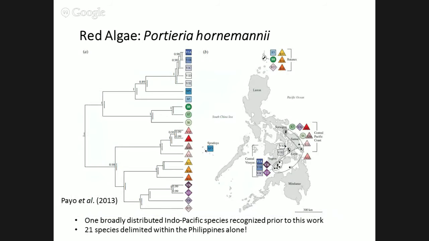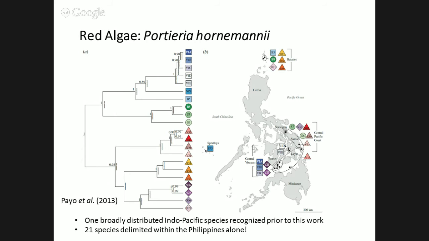They went out and they collected hundreds of specimens of this alga around the Philippines. They sequenced them. They analyzed those sequence data and tried to look at the patterns. How do they fall out into different groupings? And what they found is that there were actually 21 species that seemed to be delimited based solely on the specimens that they had from the Philippines, which is pretty incredible.